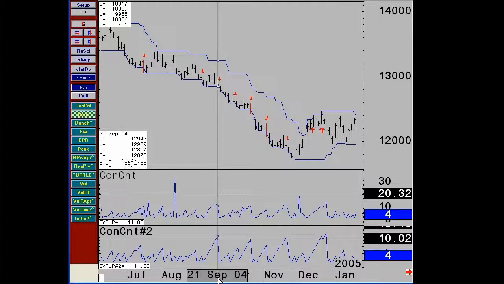What this means is that the thresholds for sideways or congestion are different for the two studies. You can see that on the first one I've set the threshold at 20, and on the second one, where things have to happen consecutively, I've set the threshold to 10.